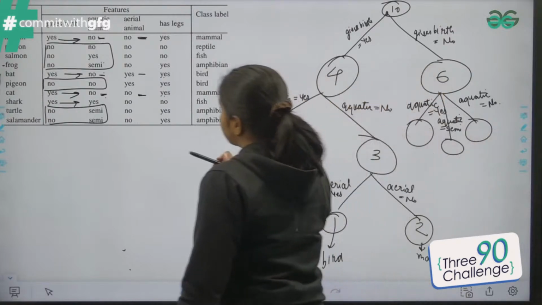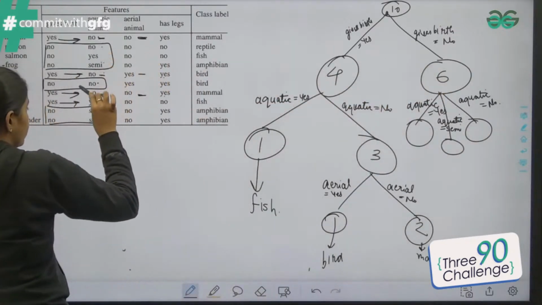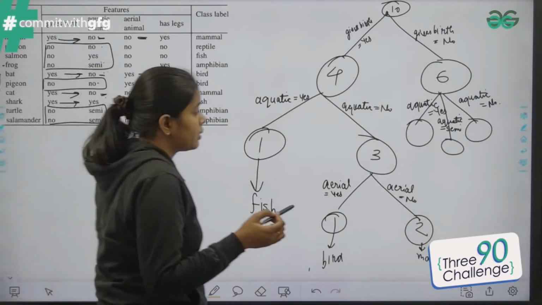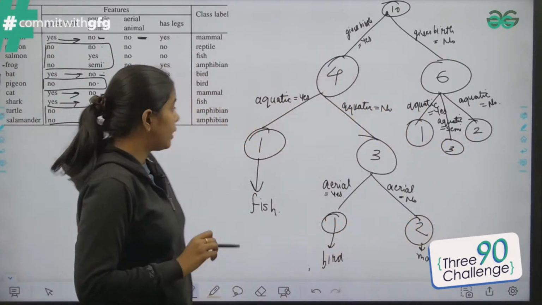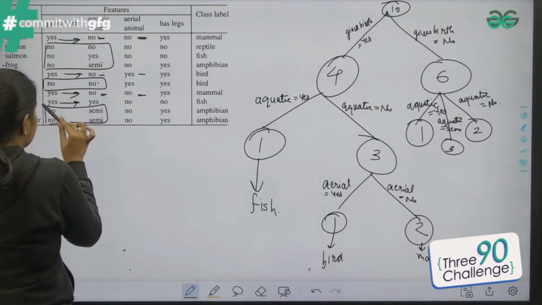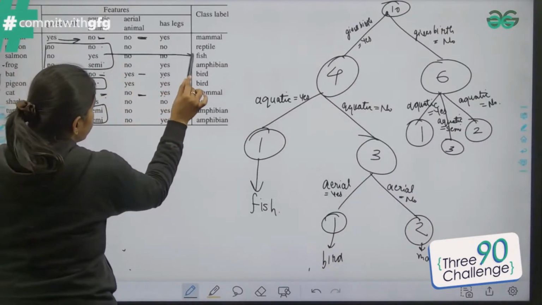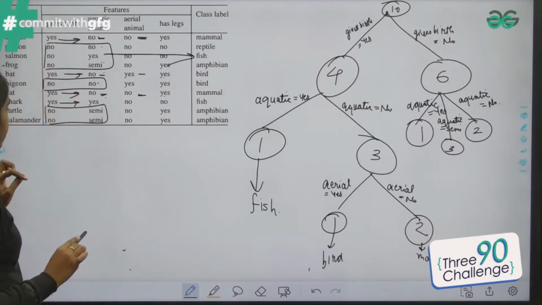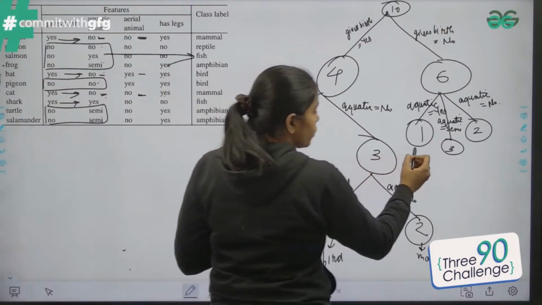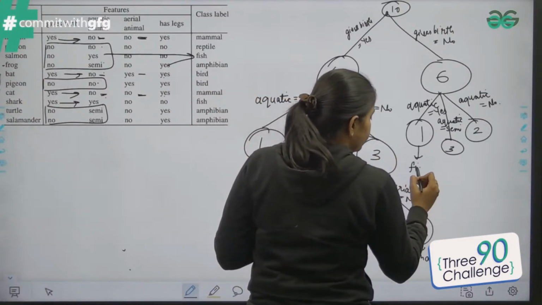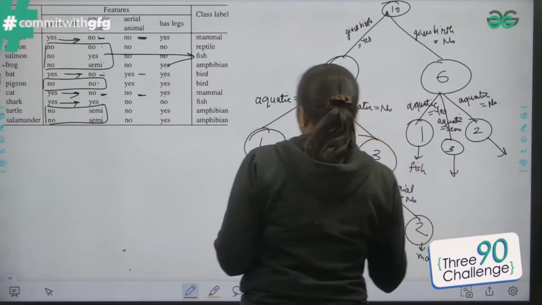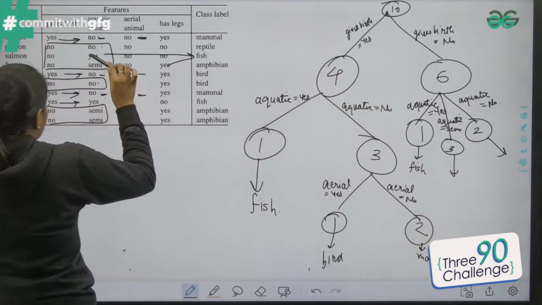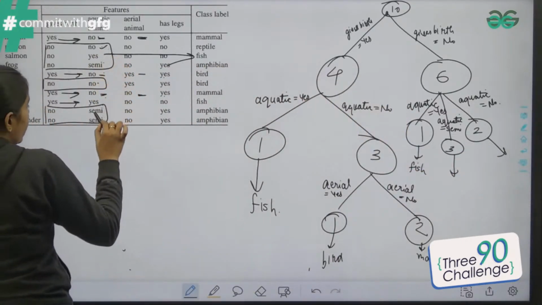So now I can see in this we have one no, two no's, three semis, and one yes. Right now I can see that this one yes directly gets divided into fish. One yes directly gets divided into fish, so I do not have to divide it more. Now in this aquatic no, that is two, this one and this one.